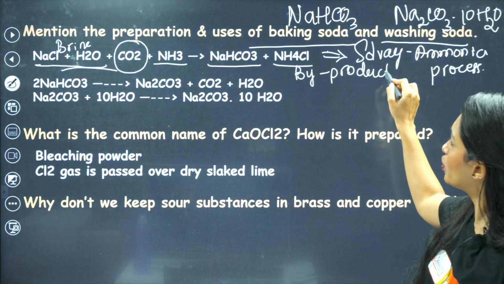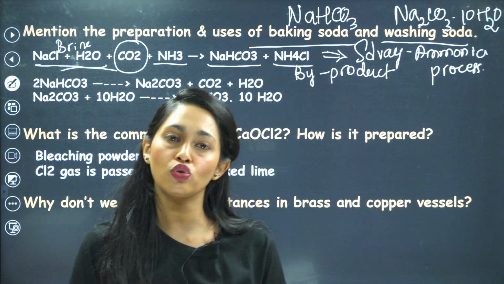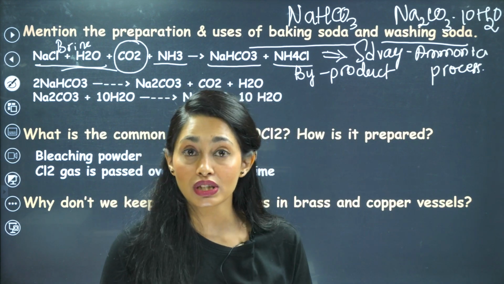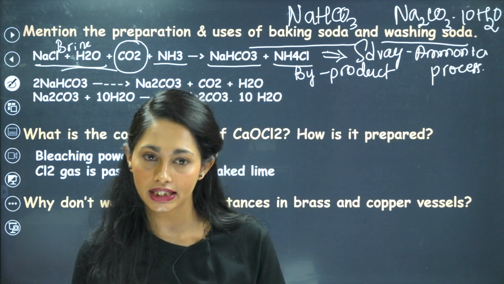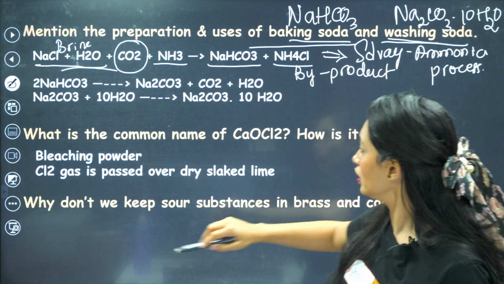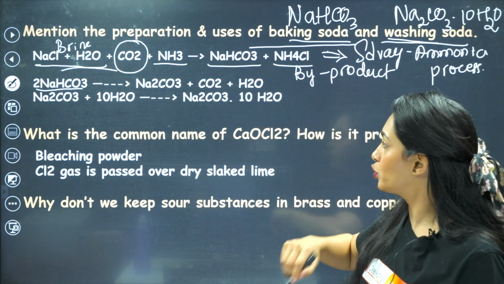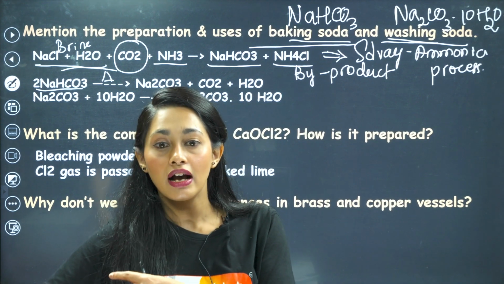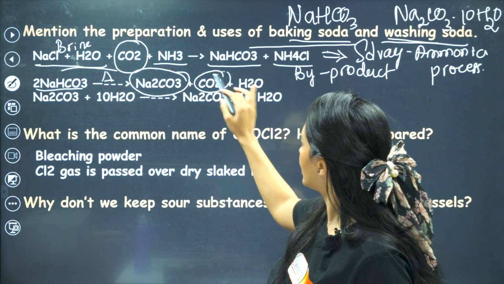Okay, and what are the uses of baking soda? We can easily say, baking soda is used to make baking powder. It is used in soda acid fire extinguisher. It is used as an antacid, one of the components of antacid, in order to cure acidity or gastritis. Next we have washing soda preparation. So this NaHCO3 that is obtained from Solvay ammonia process is made to heat. It is subjected to high heat. It is going to give sodium carbonate, carbon dioxide and water.